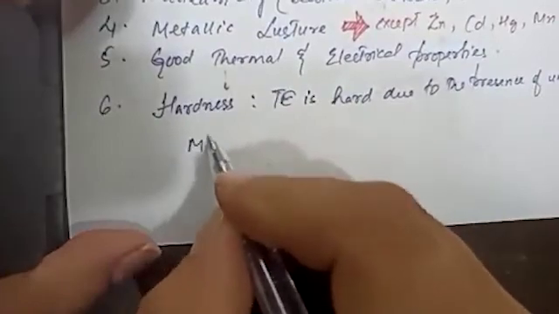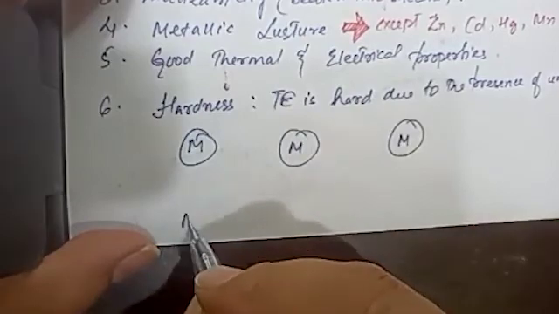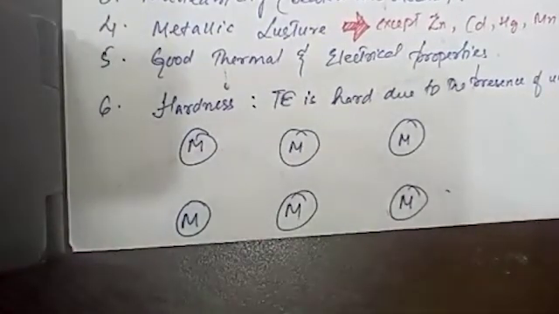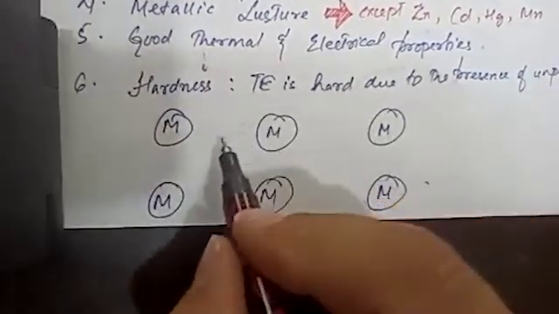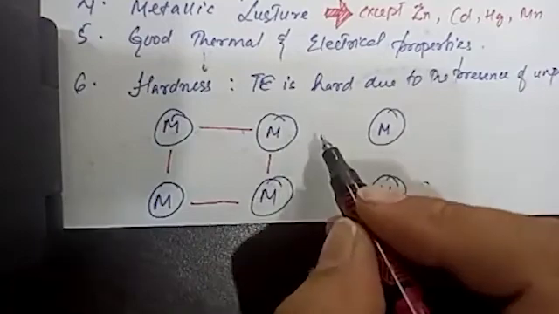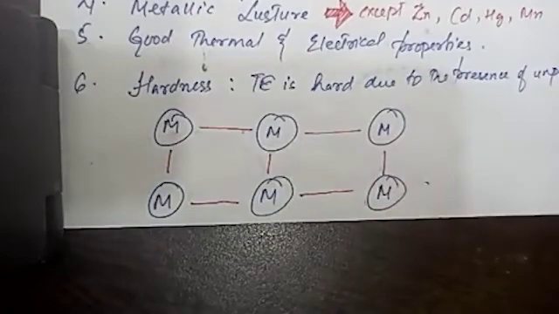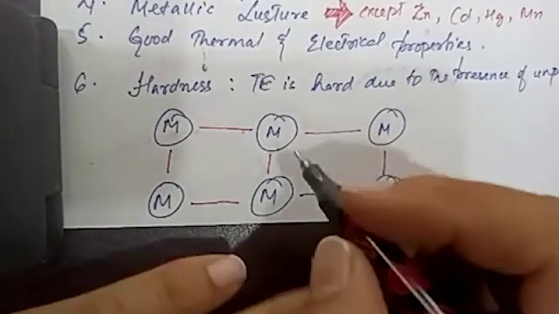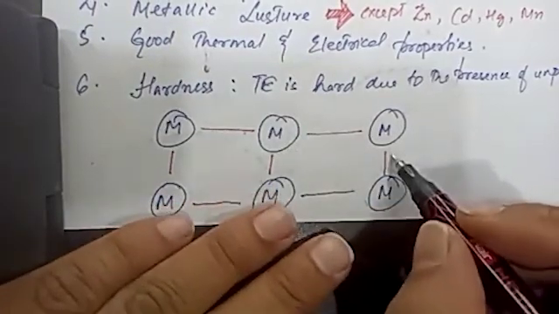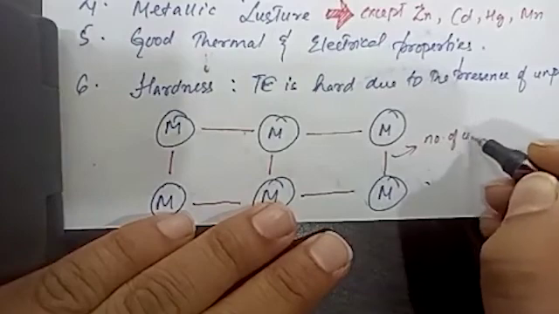The bonding between metals is known as metallic bond, which we have already studied in the first chapter, solid state. The bonding takes place with the help of free electrons between the metals. The more free electrons, the stronger the bonding. And the number of free electrons depends on the number of unpaired electrons.